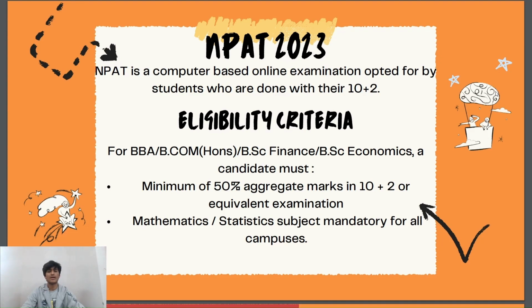Firstly, a candidate must have a minimum of 50% aggregate in their class 12. This means that if you have 40% in your class 12, even though you would be allowed to sit for the exam, none of the colleges would actually accept you. They would instantly reject you.